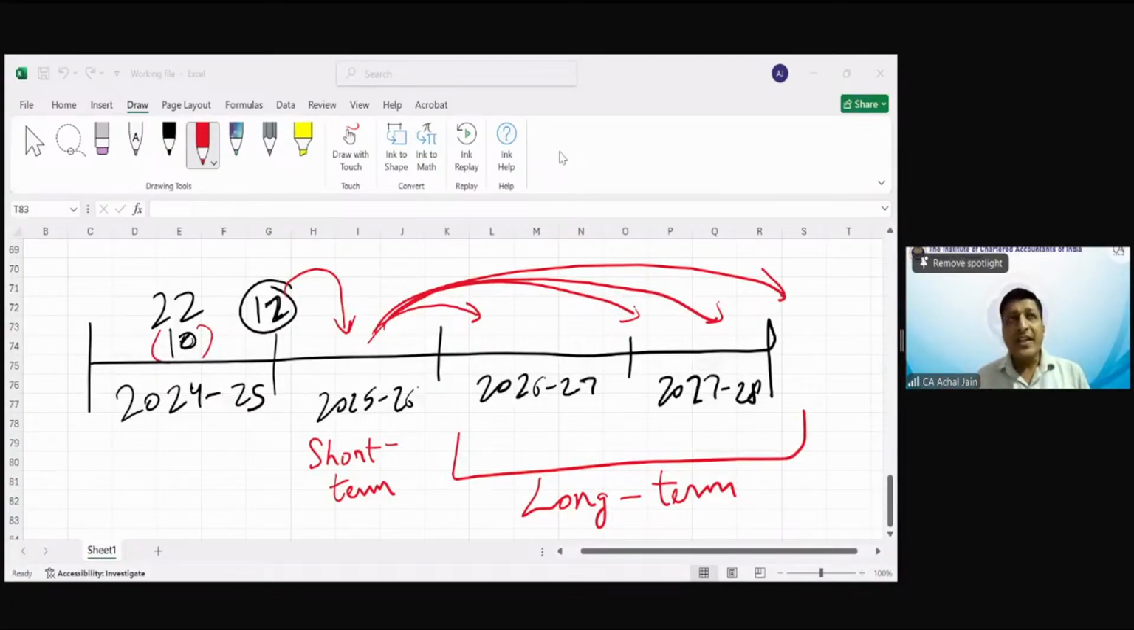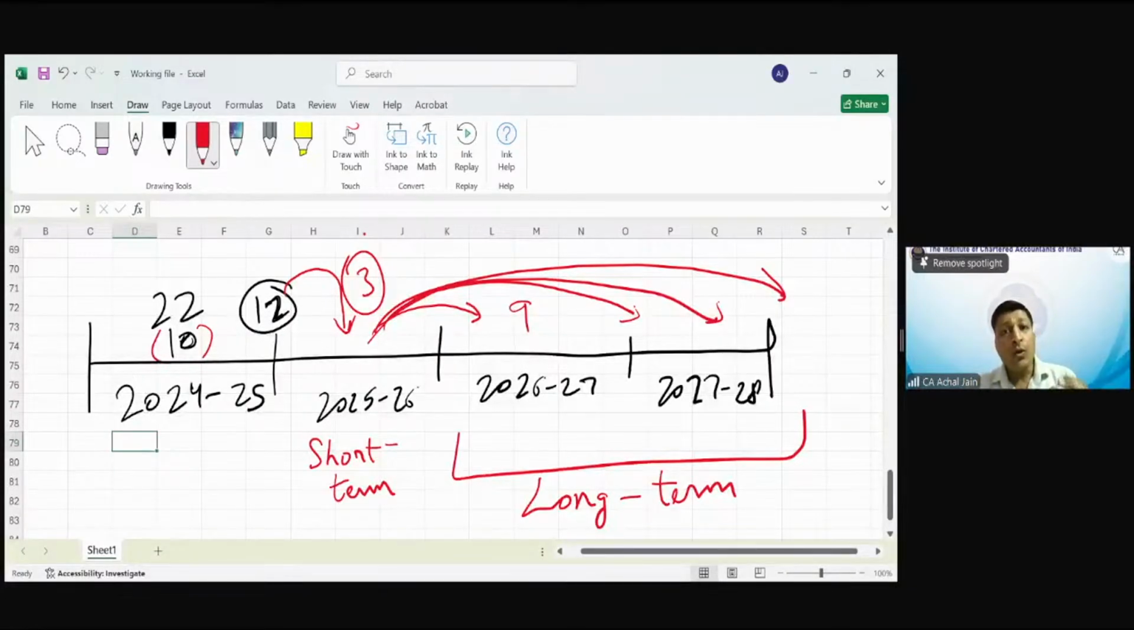So you can't say that this will only become short term or this will only become long term. Of course, these two situations are there. If the company expects these leaves to be availed in the next 12 months, you will say this is short term. If no, all 12 will be carried to 26, 27, 27, 28, then the entire 12 will be long term. But if, let's suppose, management thinks 3 will be availed next year and 9 will be carried forward, so a part will become short term, part will become long term.